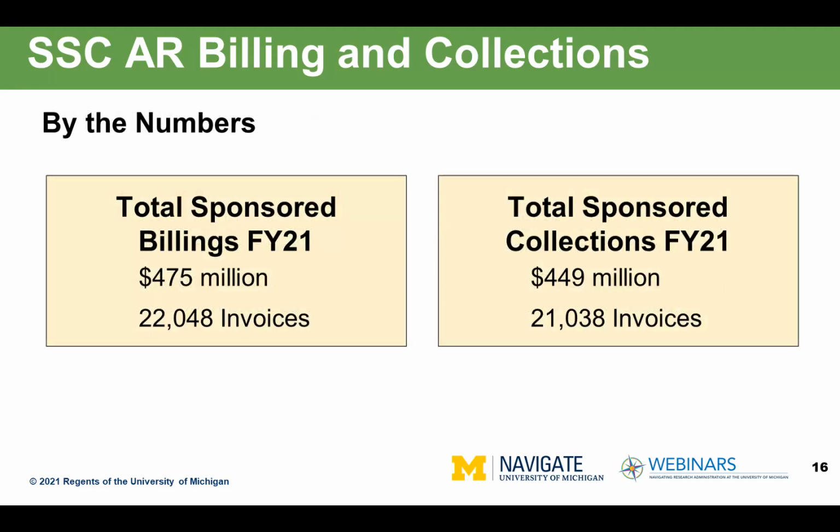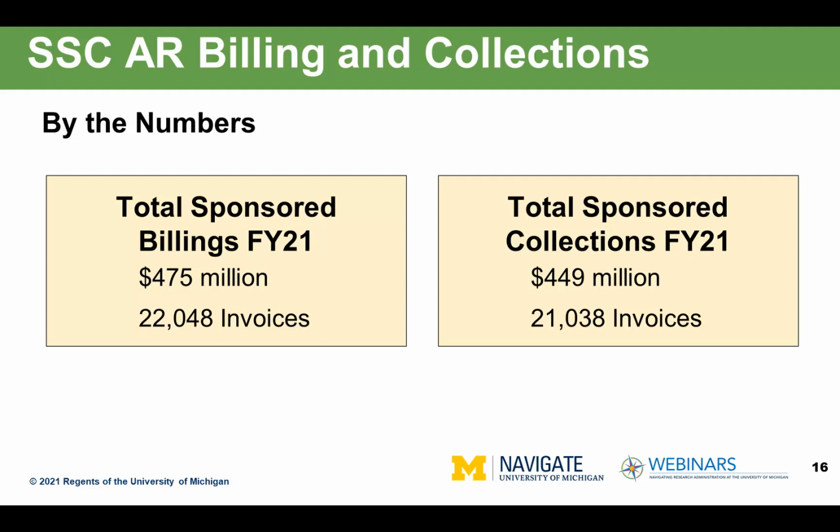Okay. So by the numbers, just to put in some context about how much is actually being billed and collected on through the university, I am very proud to say that last year for fiscal year 21, during a pandemic, the total sponsored billings were 475 million, and just over 22,000 invoices were actually invoiced through the shared services. So a lot of other areas saw a decline in transaction due to the pandemic, but I'm happy to report that a majority of the sponsored billing and collections activity remained relatively unaffected.